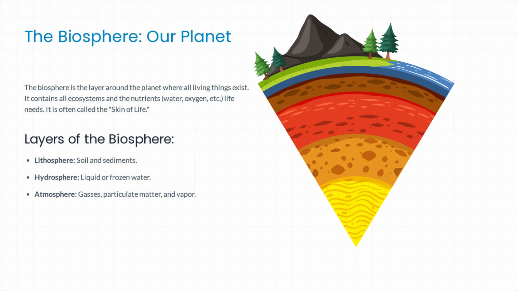Zooming out, we have the biosphere. This is the planetary layer where all life exists, containing all ecosystems and the nutrients life needs, like water and oxygen. It's often called the skin of life. The biosphere is composed of three main layers: the lithosphere, which is the soil and sediments; the hydrosphere, which is all liquid or frozen water; and the atmosphere, the layer of gases, particulate matter, and vapor.